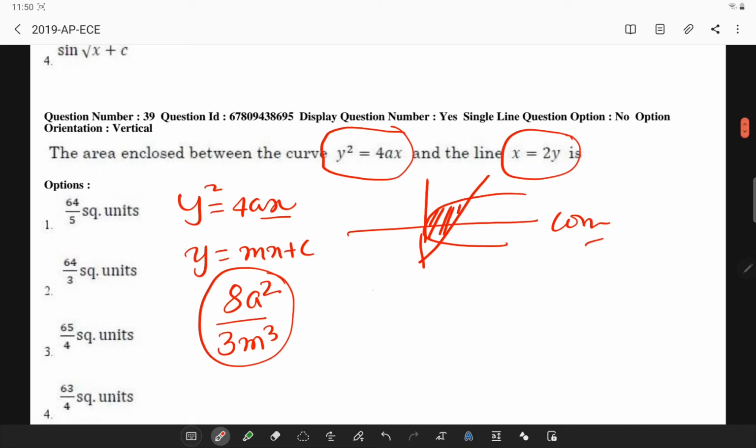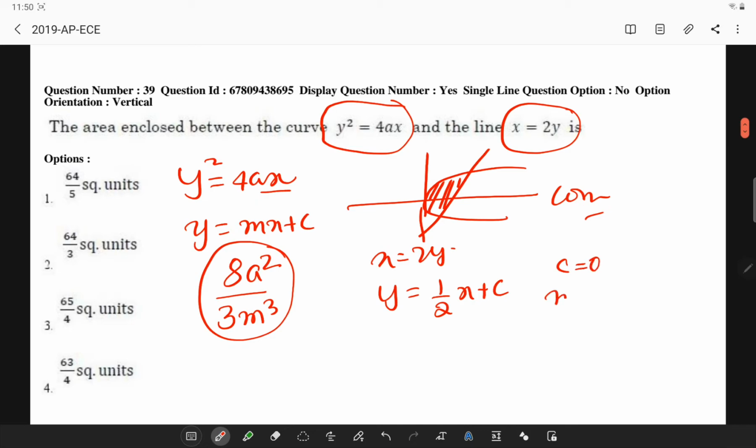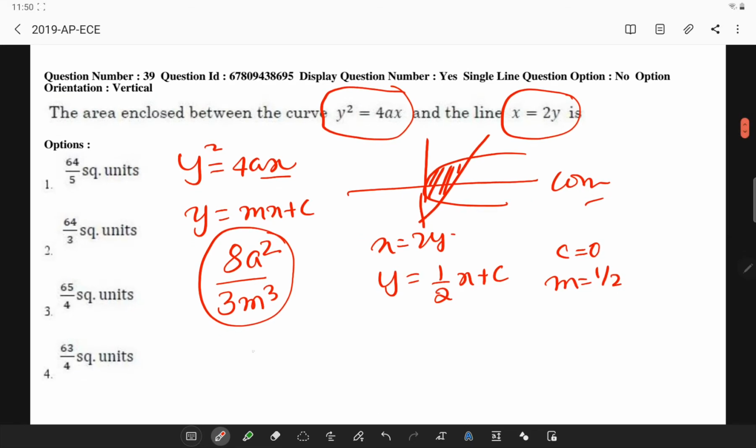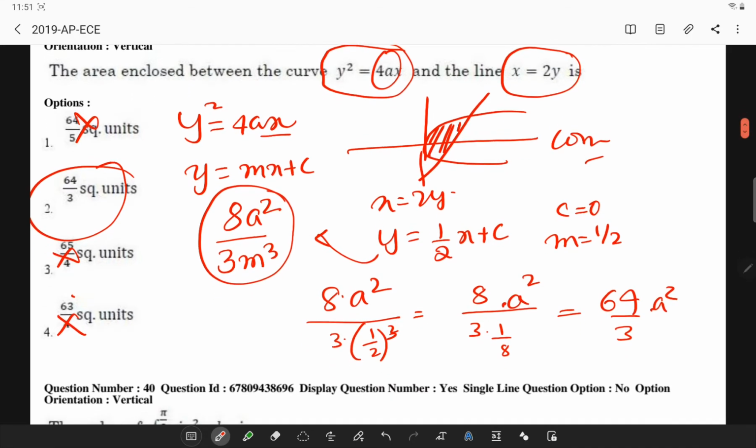So in our case, x is equal to 2y or y is equal to 1 by 2 into x plus c, or simply I can say c is equal to 0 and m is equal to 1 by 2. If I substitute this in this formula, 8 into a square divided by 3 into 1 by 2 whole cube, I'll be getting something like 8 by 3 into 1 by 8 into a square. Here there is a small mistake in the question, so it will be something like 64 by 3 into a square. If you see the options, only this option matches with the formula.